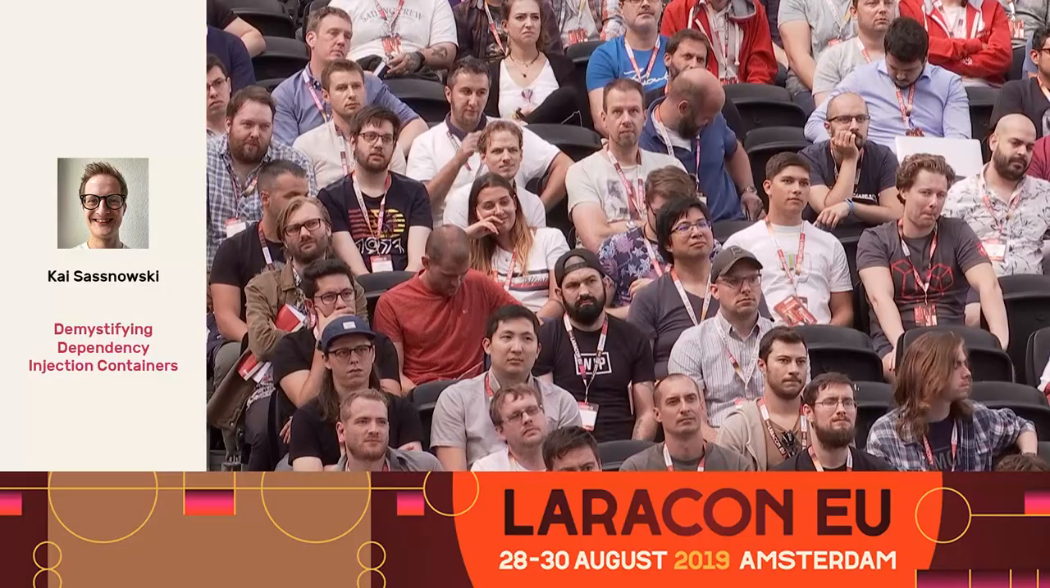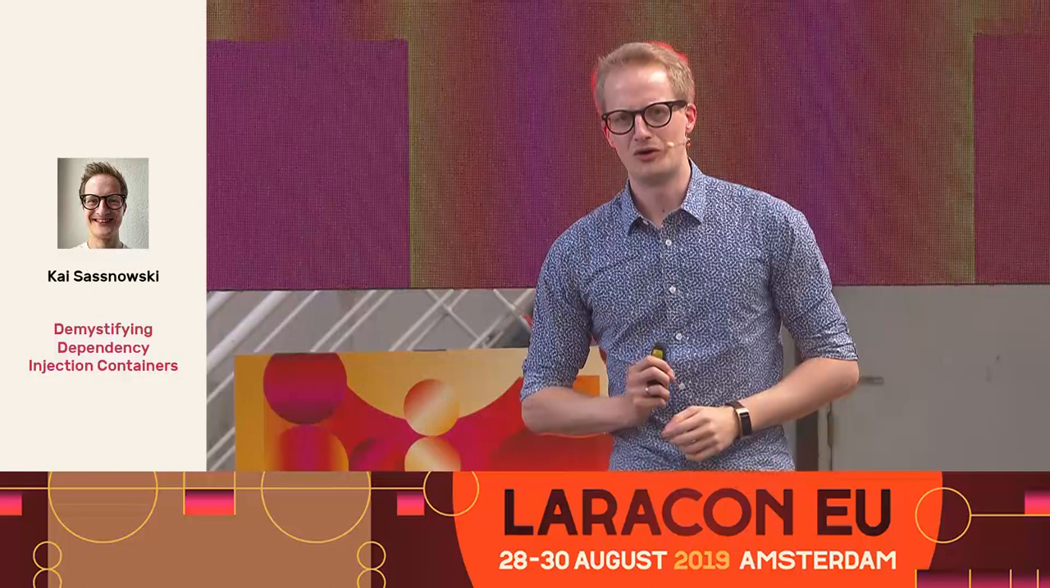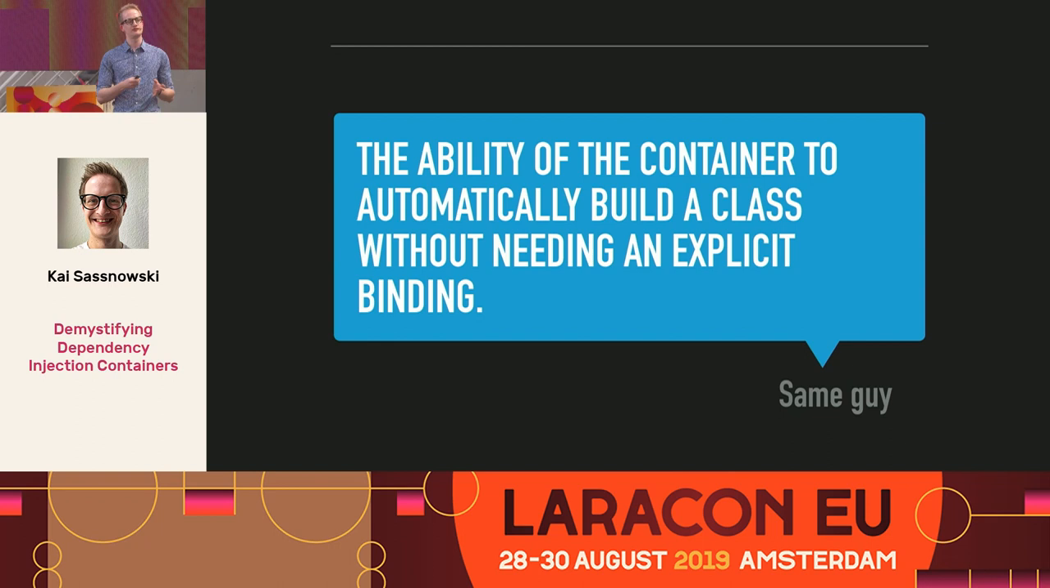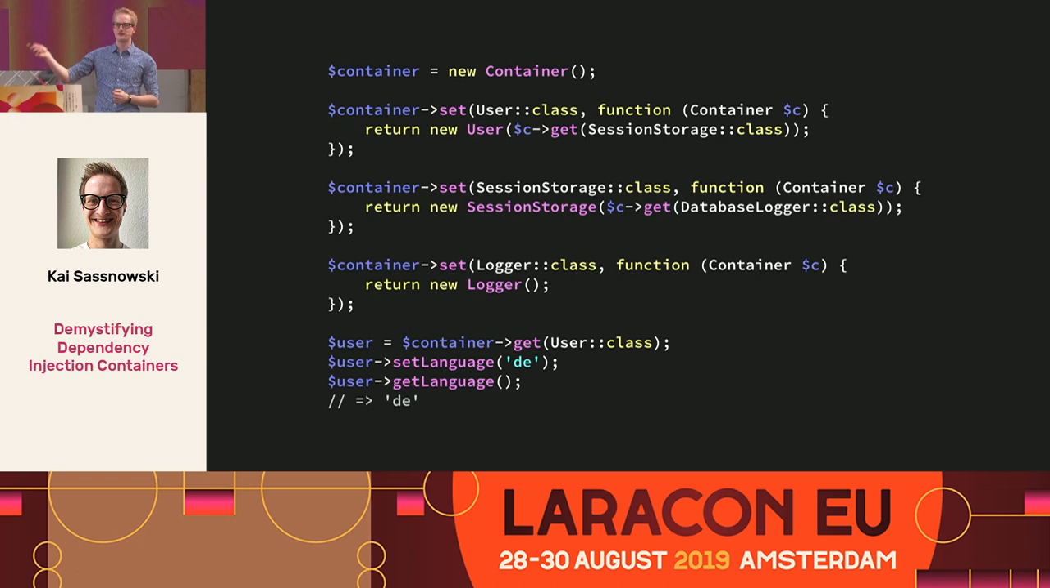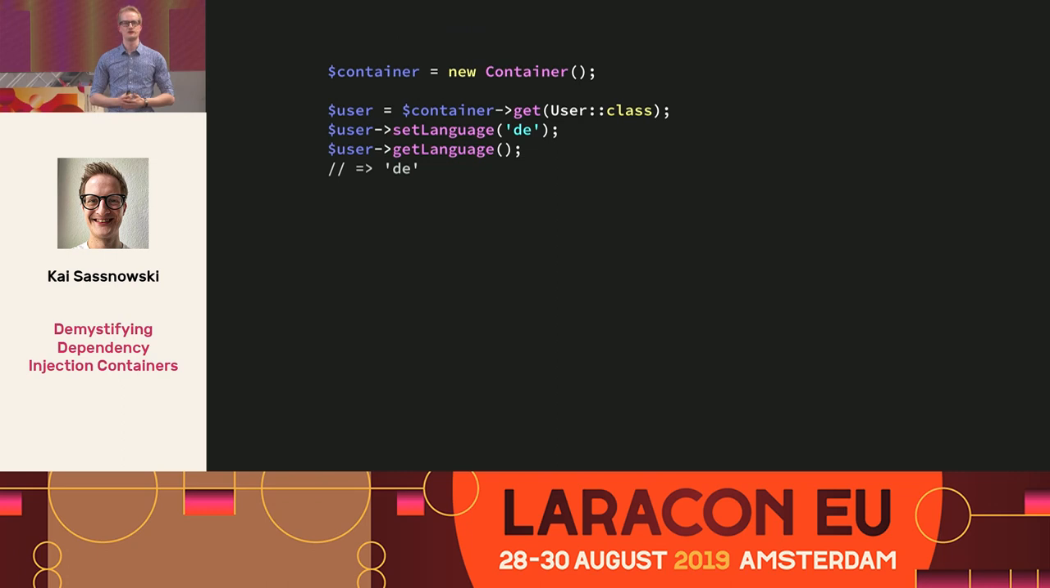So what is auto-wiring? Auto-wiring is the ability of the container to create an instance of a class without having an explicit binding or an explicit factory registered. In other words, we don't have to register an explicit factory for a class in order for the container to be able to give me back an instance of it. So we can take this, delete all the configuration crap, and just use the container. Just create the container and use it. No configuration necessary.